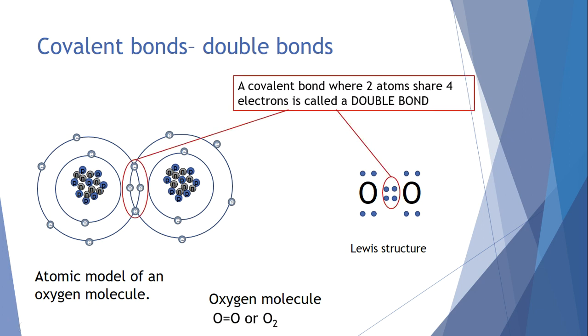And a covalent bond where we have 2 atoms that share 4 electrons between each other, that's called a double bond, which we write like this. And if you're using a Lewis structure, note the side-by-side placement of these electrons, and 4 of them in total. So write this down: 2 atoms share 4 electrons equals double bond. And we write that with an equal sign, or 2 lines, like that.